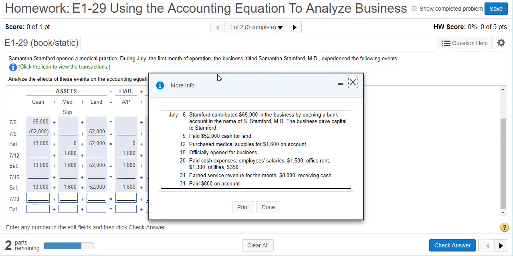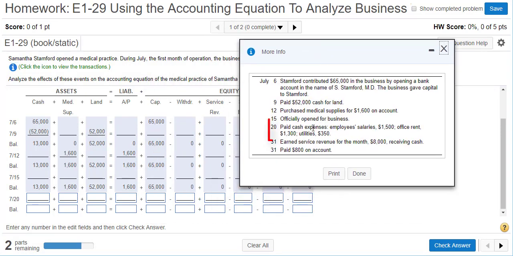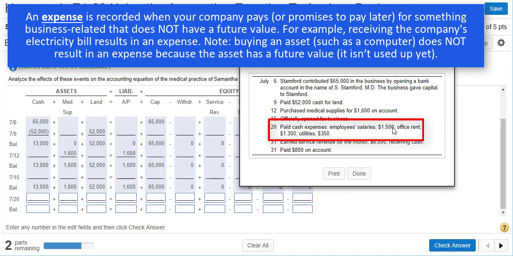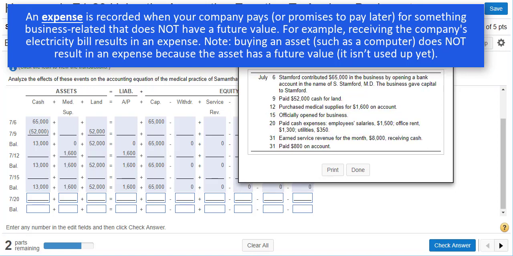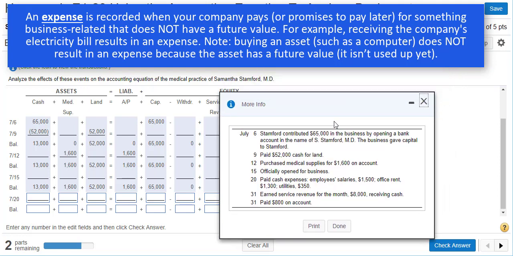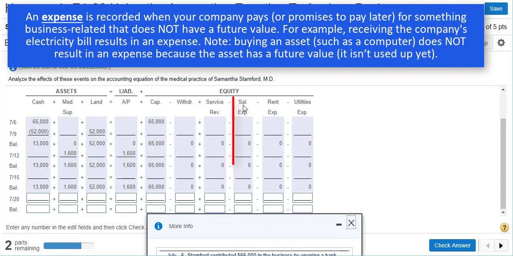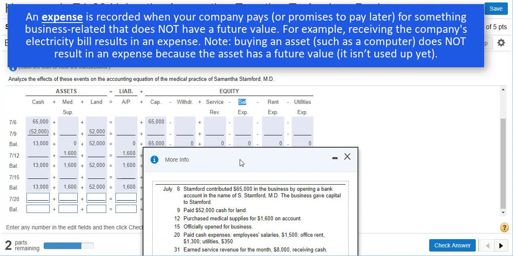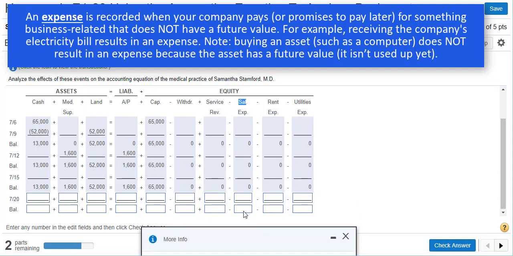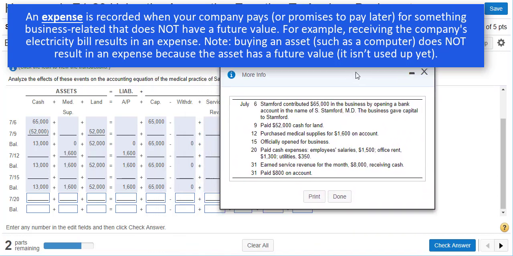Let's get back to my transactions. I'm now on the 20th. We paid cash expenses. So we have some expenses. We got employee salaries, office rent, and utilities, and we paid them all at once. So obviously cash is involved since it said we paid cash, so cash is going to go down. Let's start with employee salaries, $1,500. So where's employee salaries? That's salary expense. Employee salaries was $1,500. And then I think we have rent expense, right?